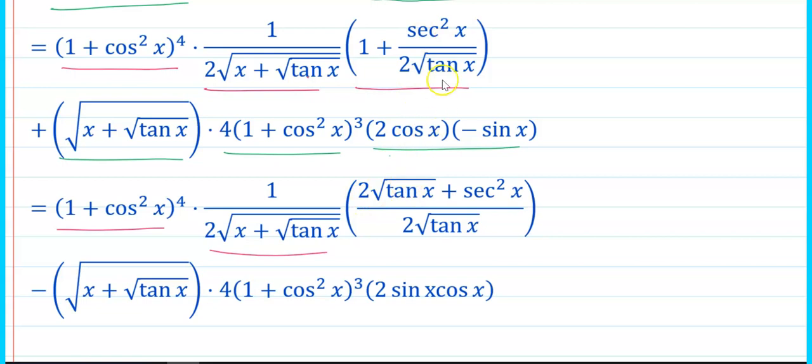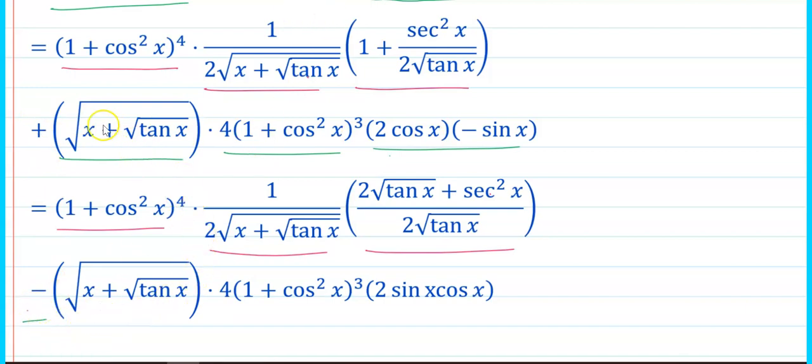Okay, 2 times root of tan x, multiplied by 1 and sec square x is added, and that's nothing but 2 root of tan x plus x square x upon the denominator 2 root of tan x. Yes, we have cleared it. What about the next? Here is the minus sign. Here, instead of plus, we have written the minus sign in green.